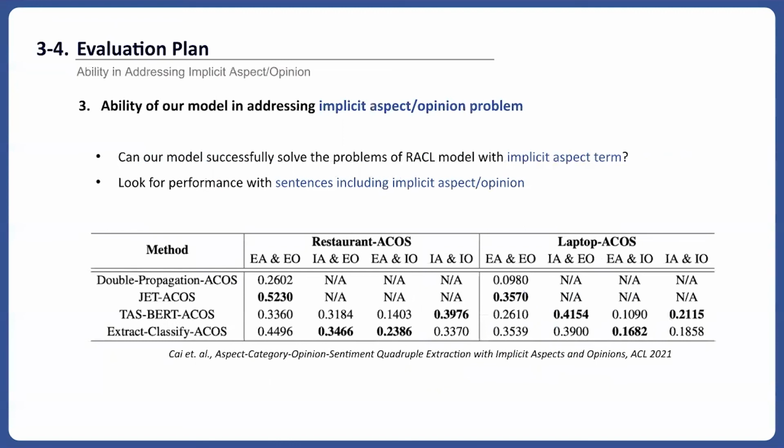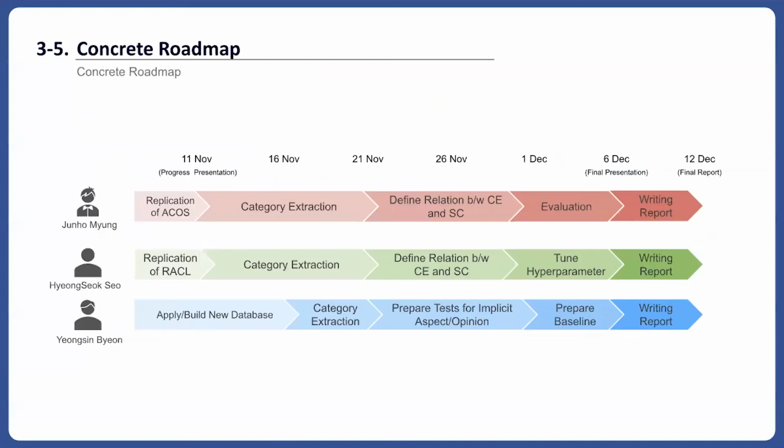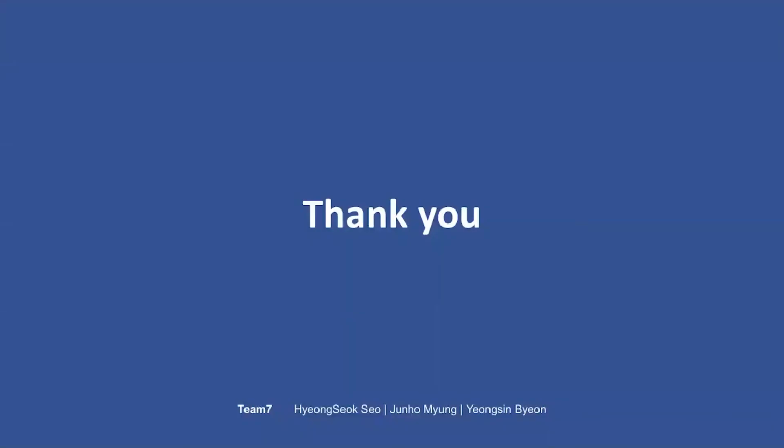Finally, we would like to test whether our model works better for the implicit aspect or opinion problem, which was in the problem statement in our introduction. This will be done like this table, which is from the ACOS paper. This is our concrete roadmap for the remaining semester, and thank you for listening to our presentation.